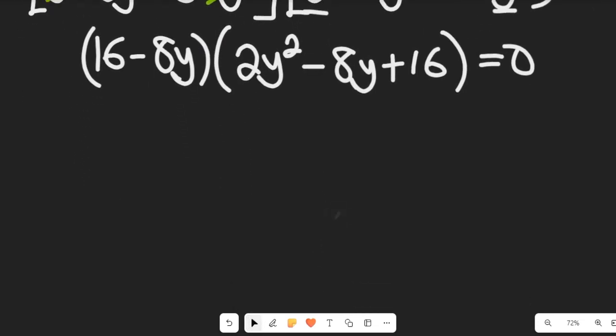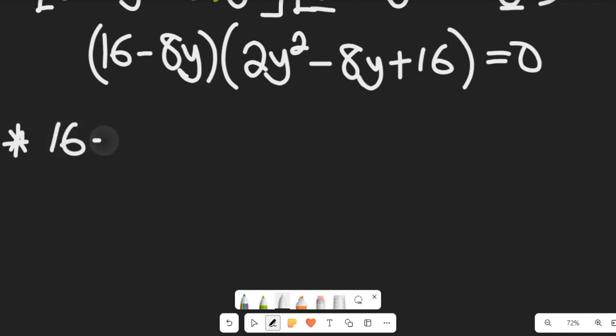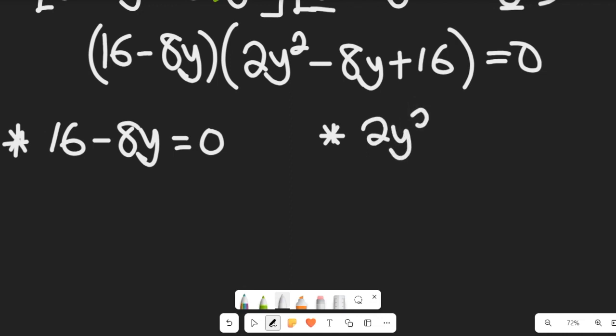Now let's simplify this expression. This expression is typical of the zero product rule. So we'll have our first expression, 16 minus 8y equal to 0, and the second expression will be 2y squared minus 8y plus 16 equal to 0.